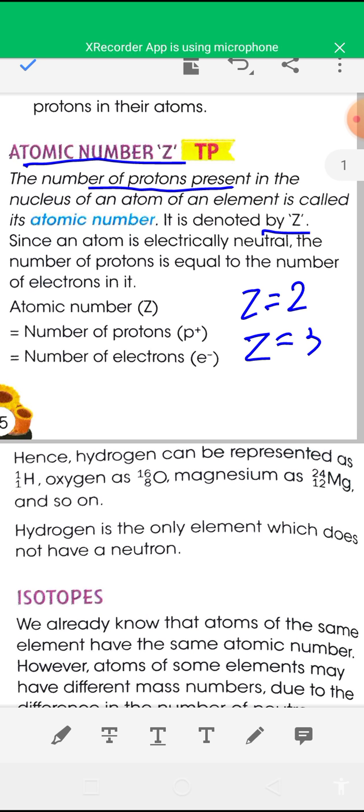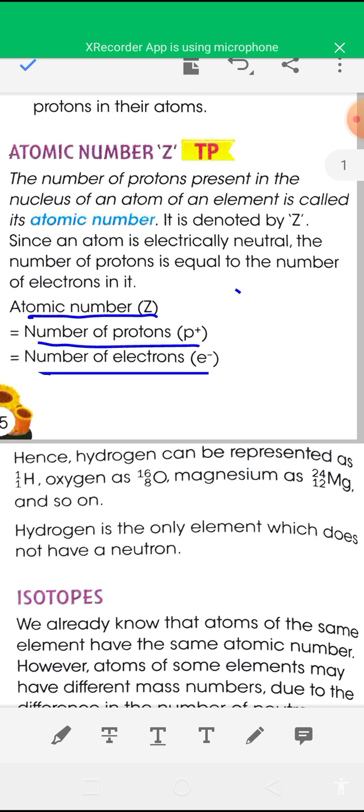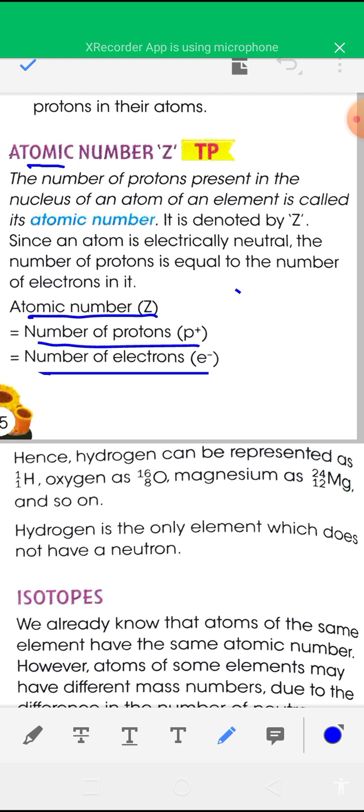And you know that in an atom, the number of protons and the number of electrons are equal. So you can also say that atomic number is equal to the number of protons, p plus means proton, or you can also say that atomic number is equal to the number of electrons, because in an atom the total number of protons is equal to the total number of electrons. Remember that. That's why an atom is always electrically neutral, because the total number of protons present at the nucleus is equal to the total number of electrons which are revolving around the nucleus in different circular paths.